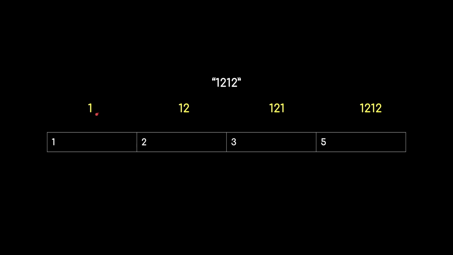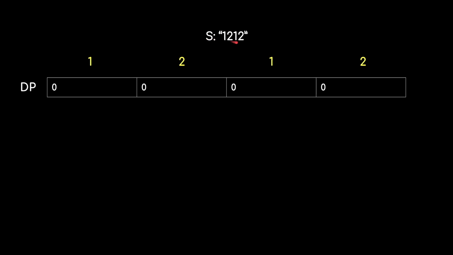So what we are doing is, as we keep adding number of digits, the number of ways to decode that digit also increases. So we have a string s 1212, and in the beginning we have initialized a DP array, and the size of the DP array is equal to the size of the string, which is 4. And in the beginning, all of the digits in our DP array are 0. So the first step is to initialize the first digit in our DP array to 1, because the ways to decode this single digit is 1.